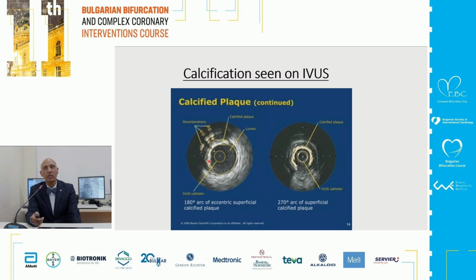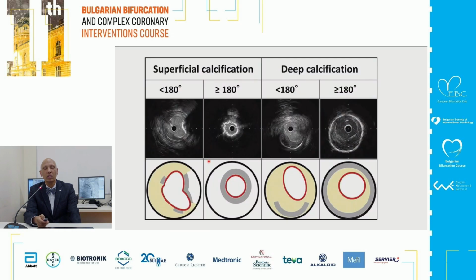One needs to have a continuous run of this IVUS, because you may see various angles subtended along various segments. So a certain segment may have 360 calcification, and other areas may have less calcification. So you would always concentrate on the area that there is more calcification, deeper calcification, because then you are able to choose the appropriate device.